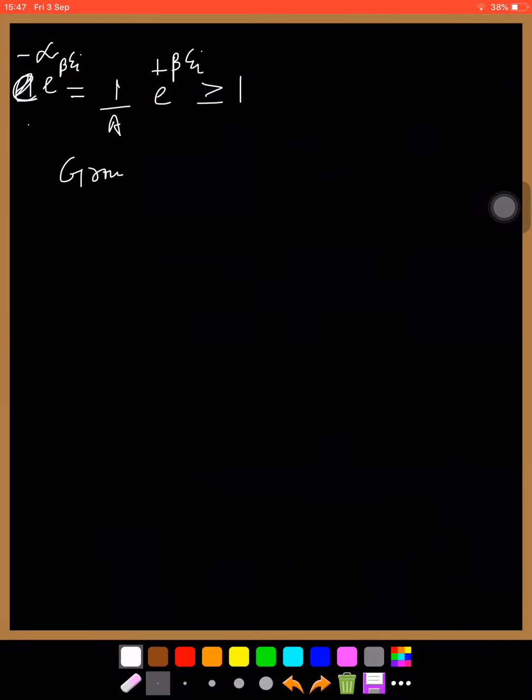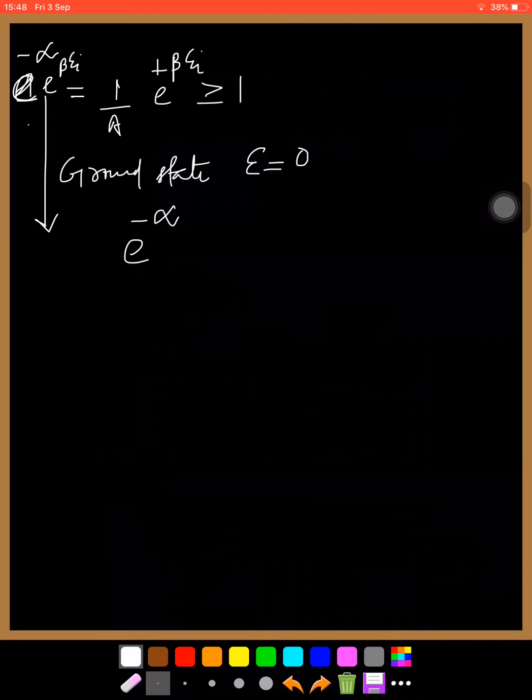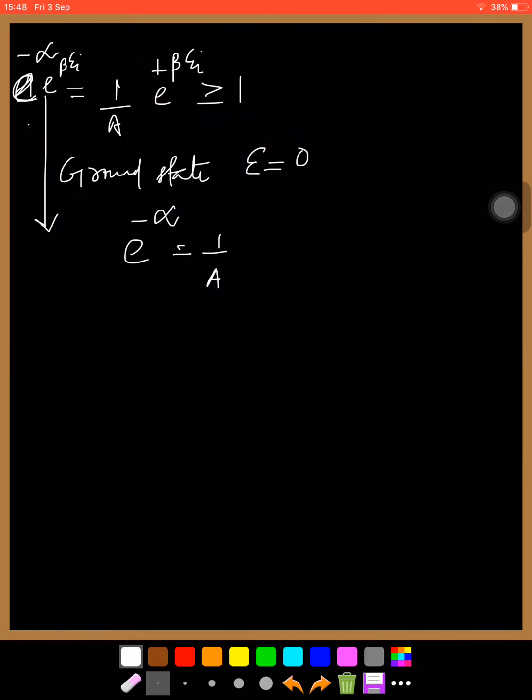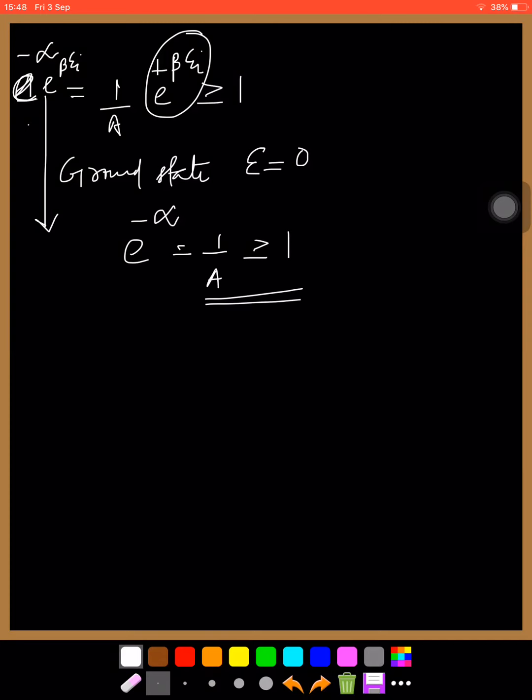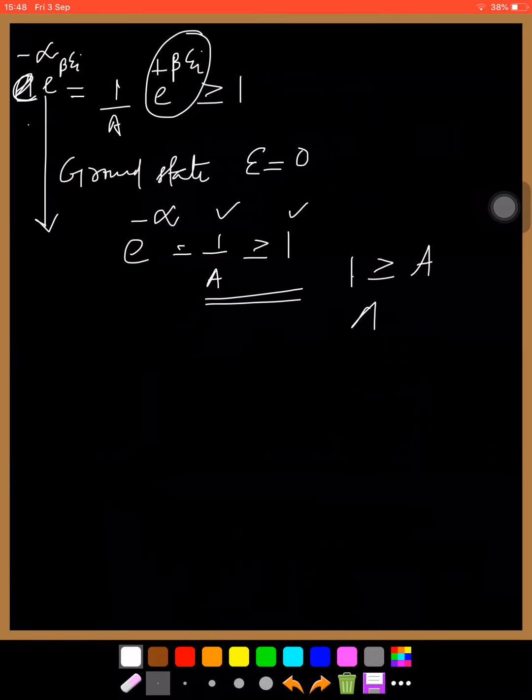And consider the ground state. Let the minimum energy E be 0. So in that case, e raised to 0 is 1. That is, e raised to minus alpha, which is equal to 1 by A into e raised to beta E, in the ground state e raised to 0 is 1. And 1 by A is greater than or equal to 1. Multiplying both sides by A, 1 should be greater than or equal to A. Written the other way, A should be less than or equal to 1. So that is the maximum value of A. The maximum value of A is 1.